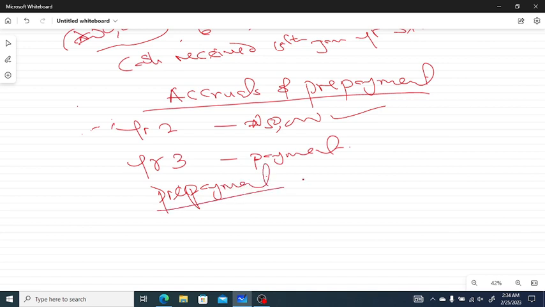This prepayment is an amount of money paid in advance for a benefit that will be received in the next accounting period, whereby you have not enjoyed that service, but you paid in advance. You have to now treat this like, for instance, you made a prepayment in year 1.